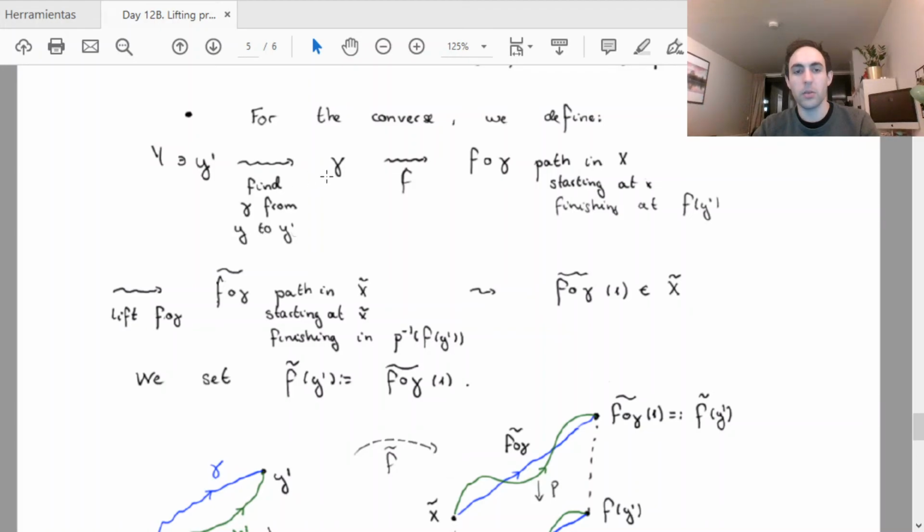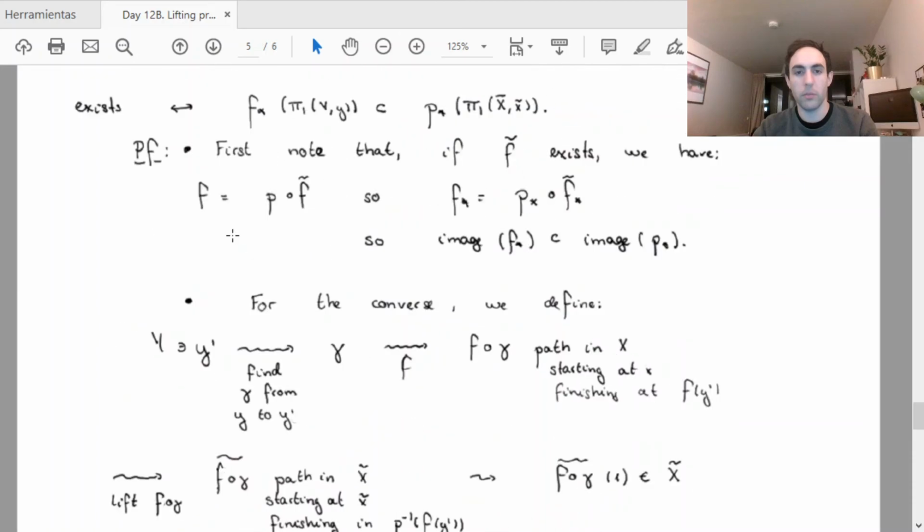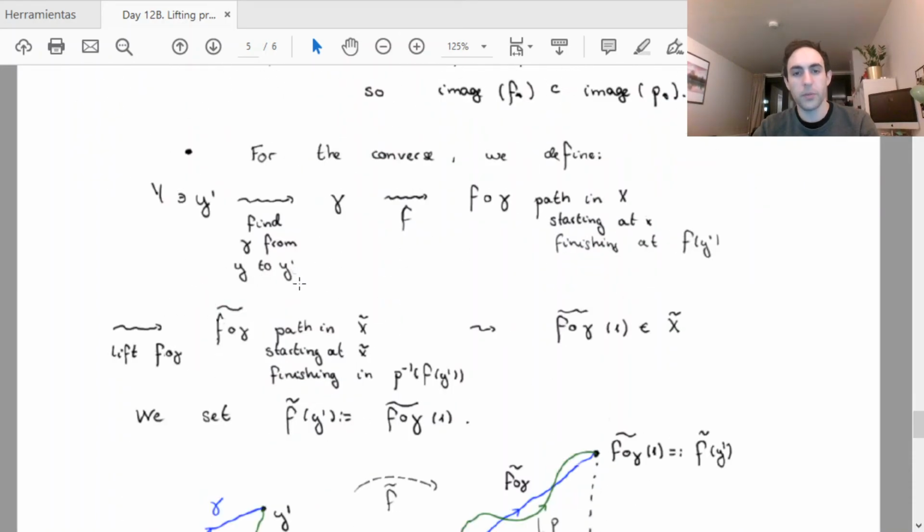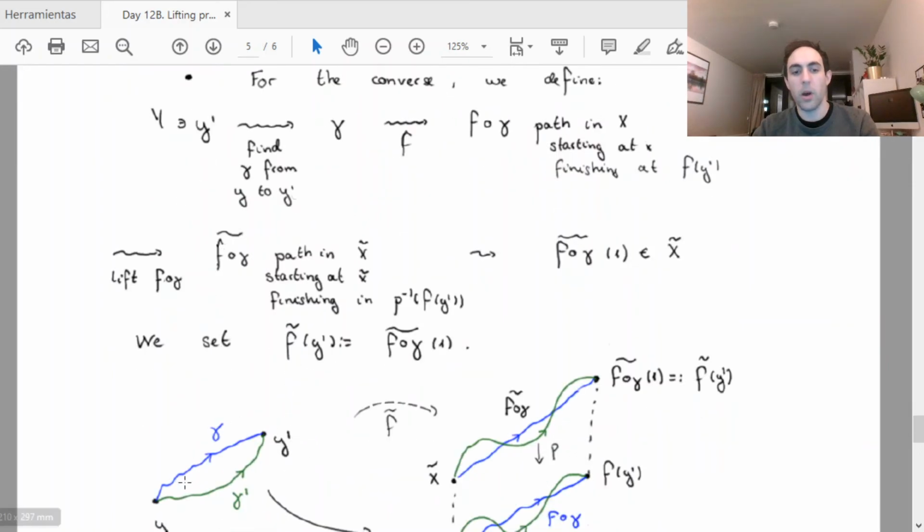So let's do that. I'm going to pick some gamma that connects y. So y, recall, is my favorite base point, and gamma goes from y to y apostrophe. Now this is a map in Y. Now I want to look at maps of paths in X, because those are the ones that can be lifted to X tilde. So I apply f to them.